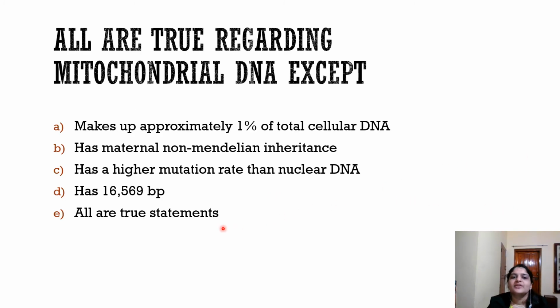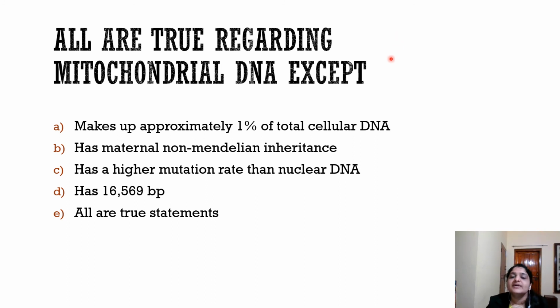So let's take a question about mitochondrial DNA. This is another important topic. All are true regarding mitochondrial DNA except: makes up approximately 1% of cellular DNA. Yes, that is a true statement. Mitochondrial DNA makes up approximately 1% of total cellular DNA because the human mitochondria contains 2 to 10 copies of a small circular 16 kilobase pair DNA molecule.